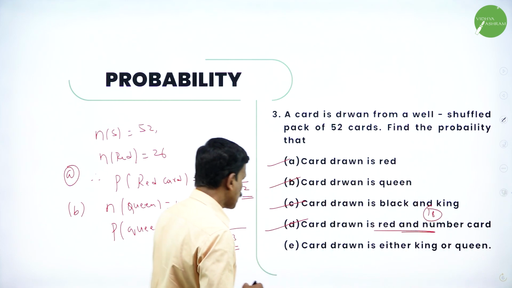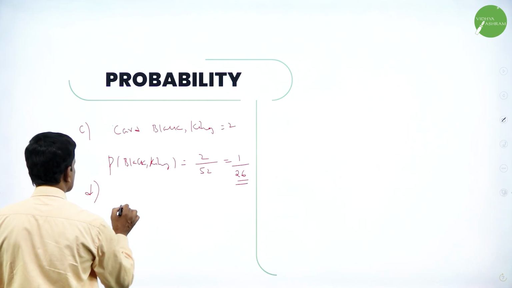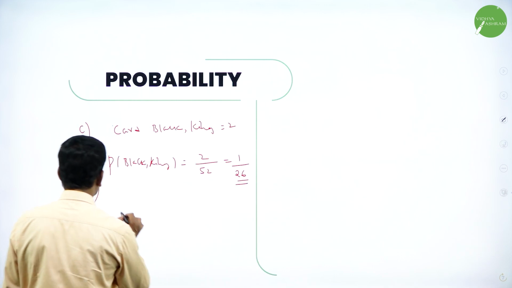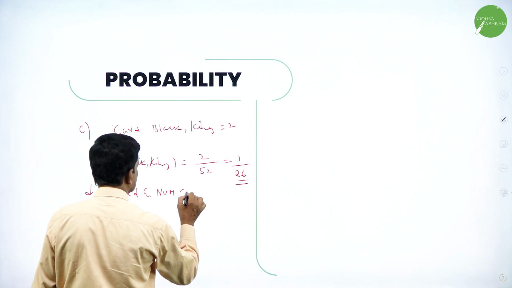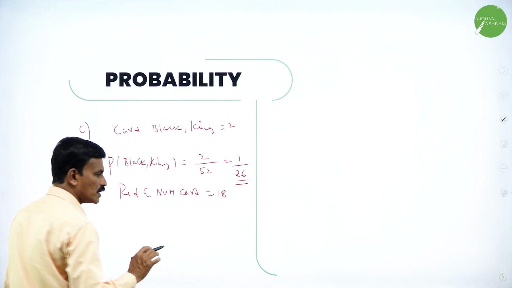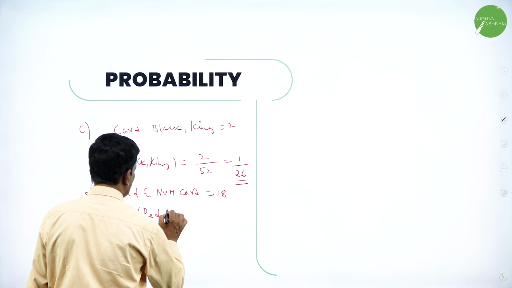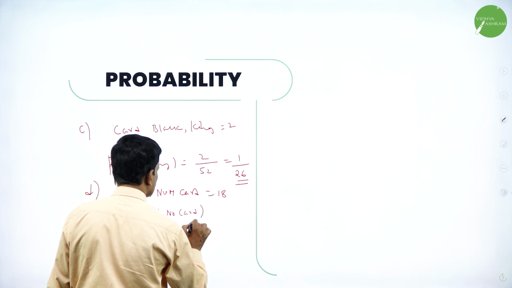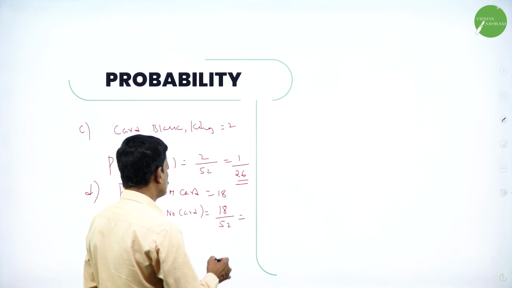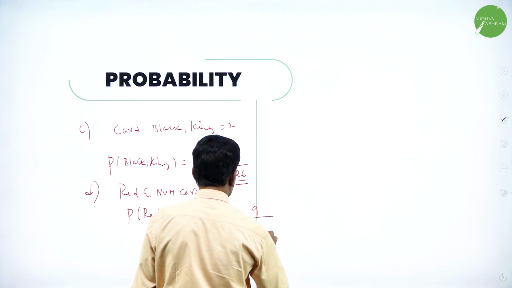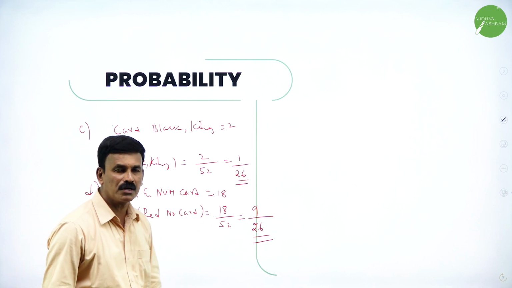So here, the fourth condition, a red and number card. Red and numbered cards are equal to 18. So there are 18 red and numbered cards. Therefore, the probability of getting a red and numbered card is equal to 18 divided by 52. You can divide by 2: 9 by 26 is the required probability of getting a red card which is numbered.